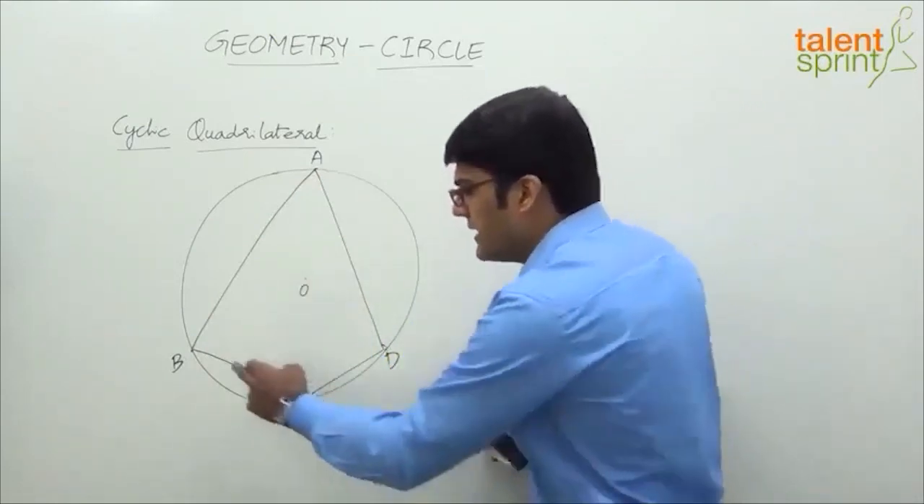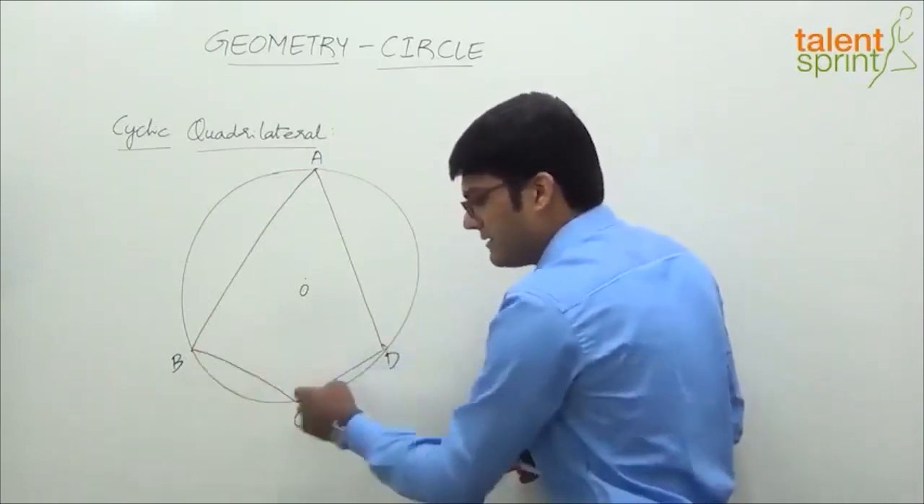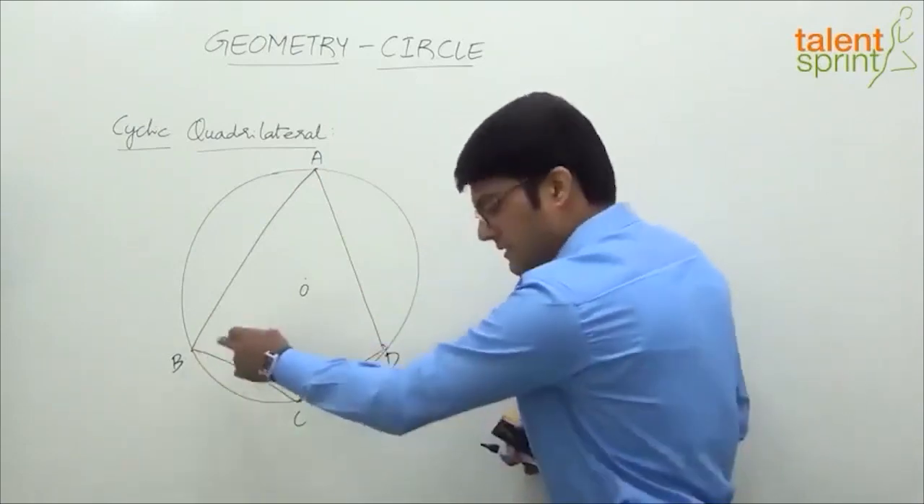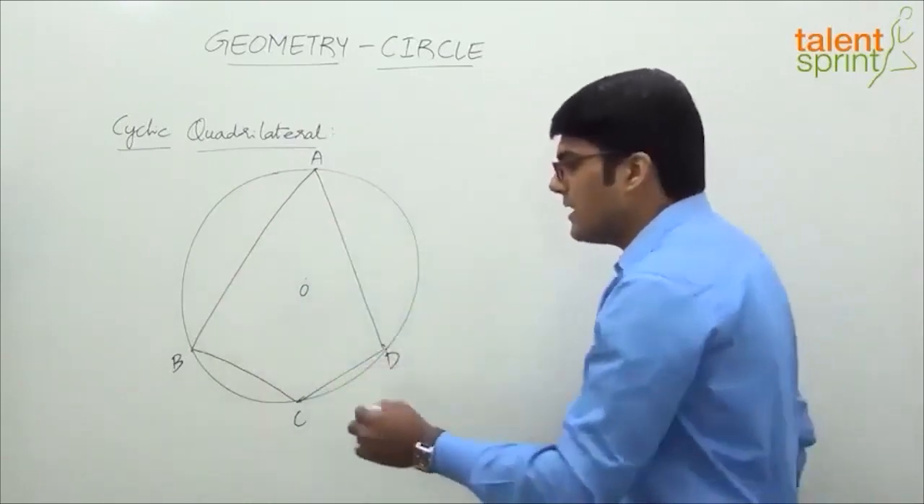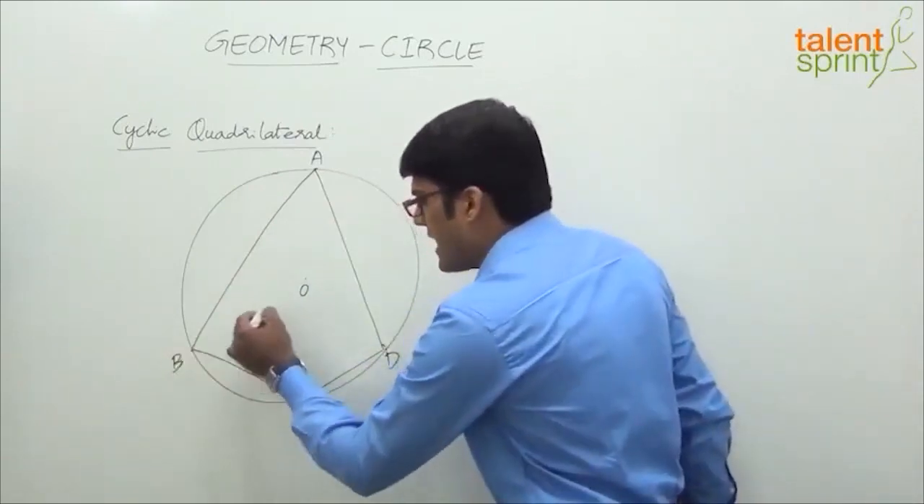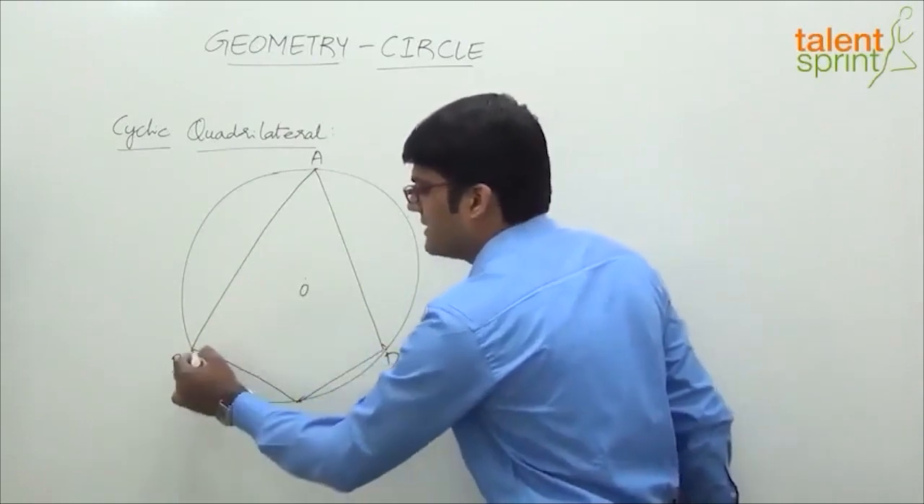Now if you really look at it, BD is an arc, right? This is the minor arc and the other one is the major arc. Now let's say the angle subtended by the arc BD at the center is theta.